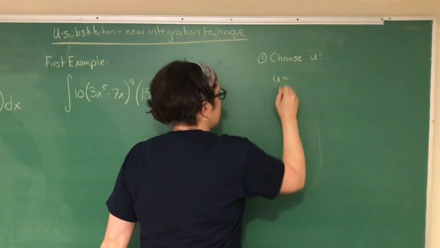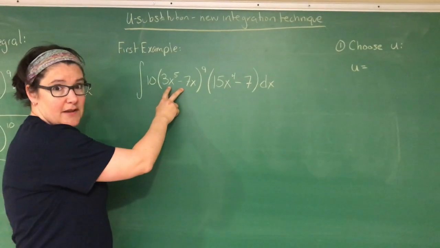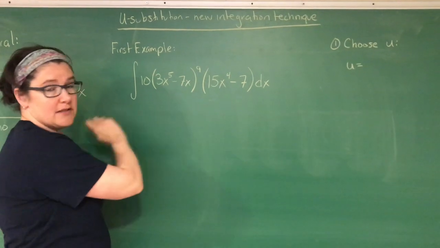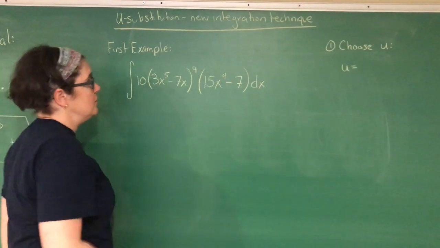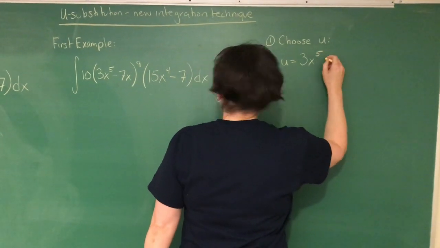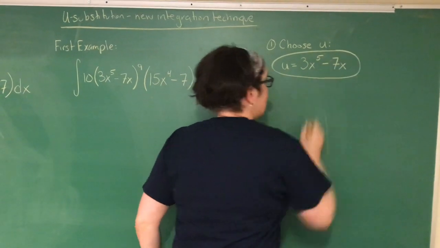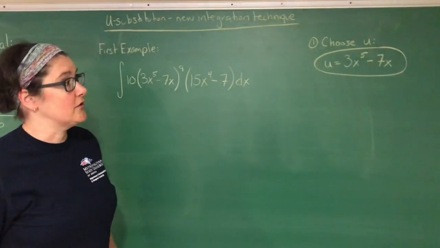In our case, we are going to choose our U value to be the part inside the parentheses that's being raised to the power of 9. So we're going to choose U to be 3x to the fifth minus 7x. That choice is important, so I'm going to circle it.